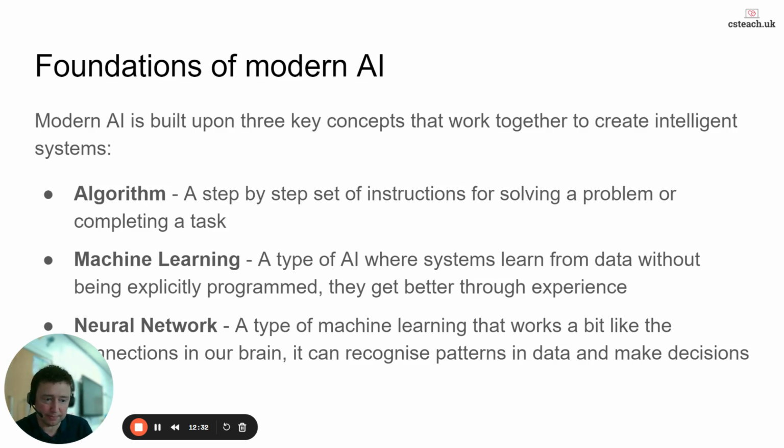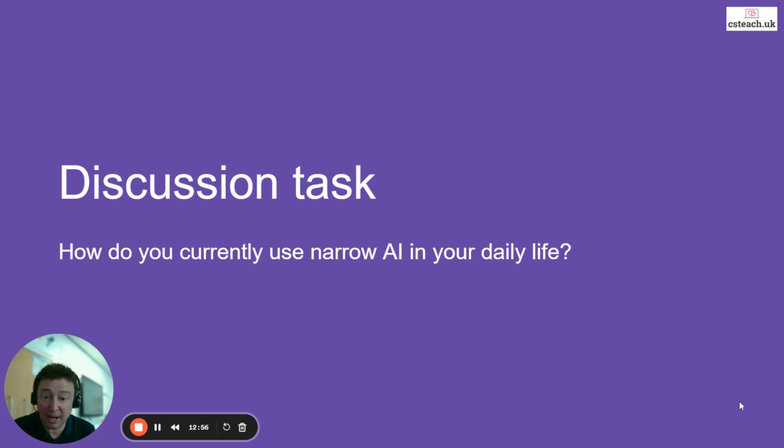What I'd like you to do is, if you're in the computing class just now, we're going to be talking about it in a whole class discussion. If you're using this in another subject, because you're maybe going to be creating something based on artificial intelligence and the ethics around it, then just have a think about this to yourself, or maybe have a small group discussion. It's entirely up to your teacher. But think about how you currently use narrow AI in your daily life, because nobody has general AI just now.